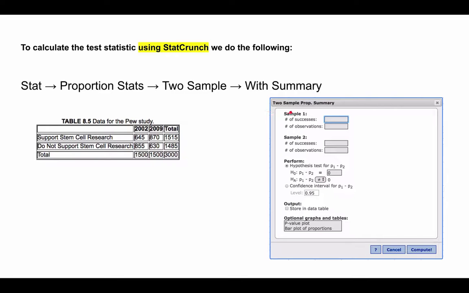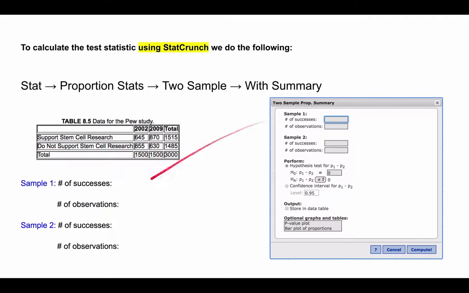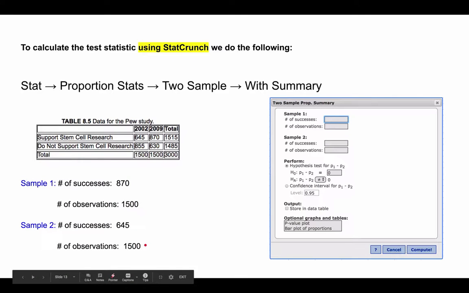So let's start with the boxes up at the top. We're going to need to know what to fill in for sample 1 and sample 2. For sample 1, we need number of successes. And that's the number of people who support stem cell research in sample 1, the people in 2009. We know that's 870. Now, we also need number of observations, and we know that's 1,500 from the two-way table. For sample 2, that's the people in 2002, number of successes, or number of people who supported stem cell research, was 645. And number of observations there, 1,500. So that's what we're going to fill into those boxes when we get to StatCrunch.